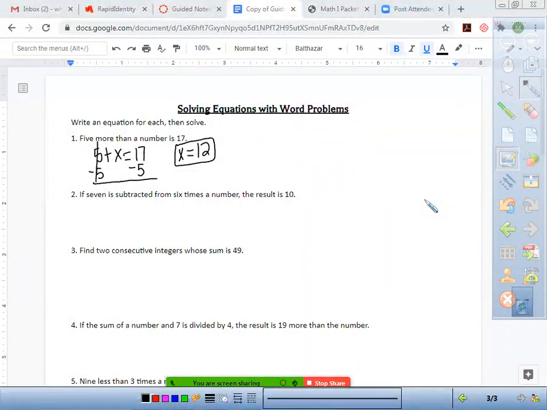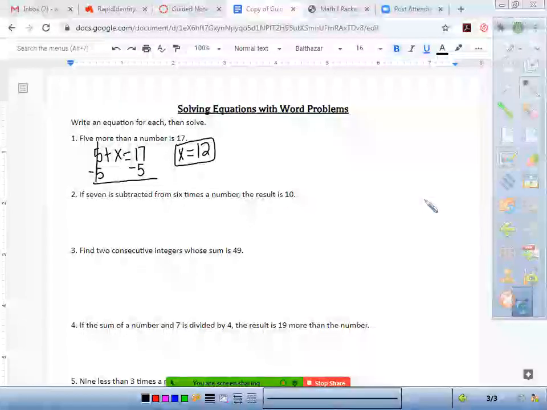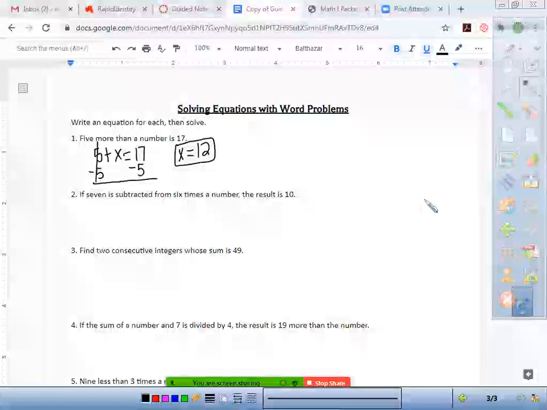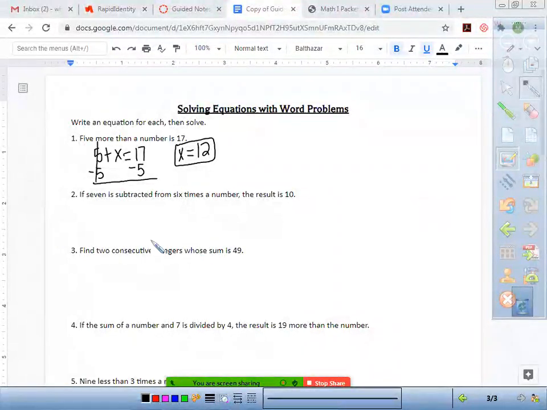Okie dokie. Number 2. If 7 is subtracted from 6 times a number, the result is 10. So how would I write 7 is subtracted from 6 times a number? Six x minus 7 equals 10, right? So the result is means equals, and then we've got 10.